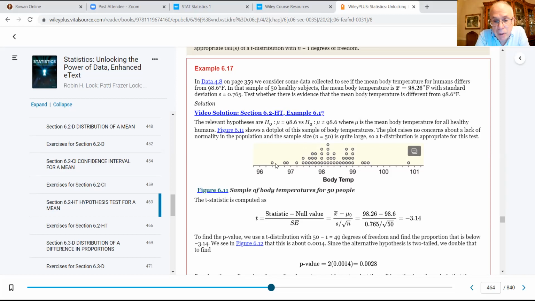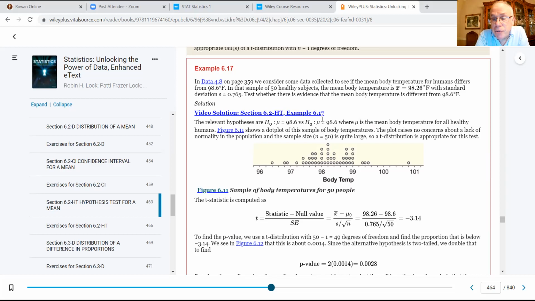But on average, the sample mean is 98.26. So when we average the 50 temperatures for the people who were sampled, it came out to 98.26. So that's X bar. So we're going to calculate our test statistic. By the way, step one was to do our null and alternative hypotheses, right?